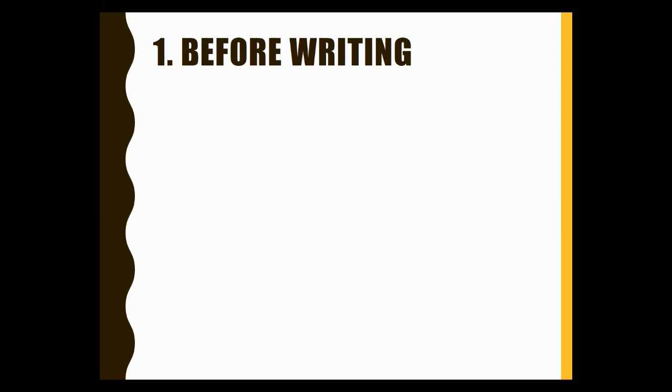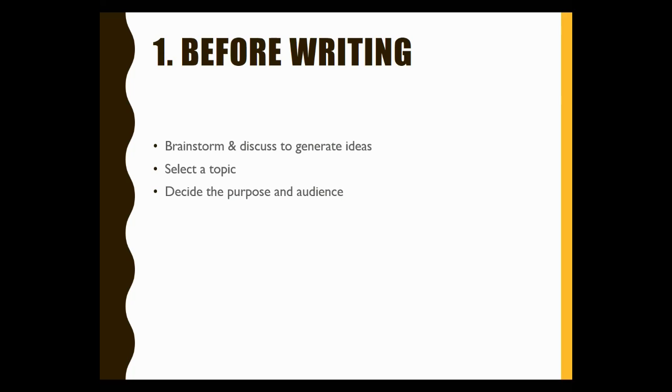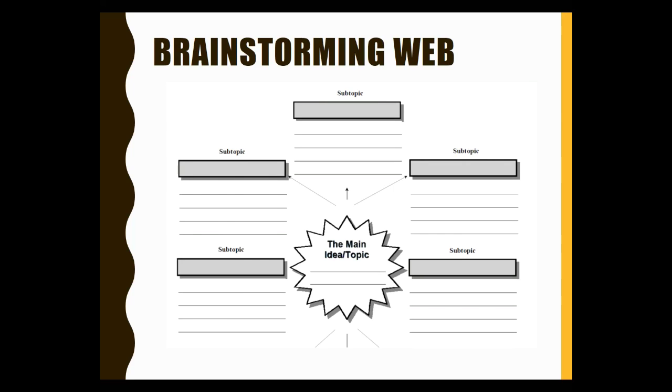The first thing to start with is before writing. What should you do? To brainstorm and discuss to generate ideas, select a topic, decide the purpose and audience. Who is going to see the article and why you're writing this. The last thing is to organize your ideas. To make these things, you can do it through the Brainstorming Web.